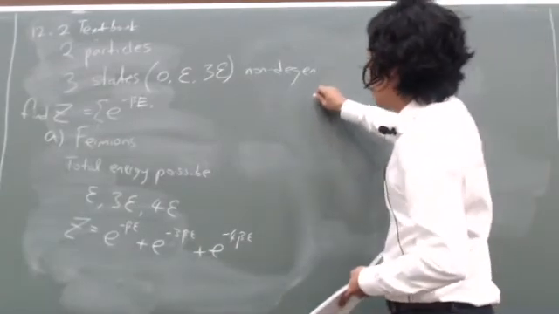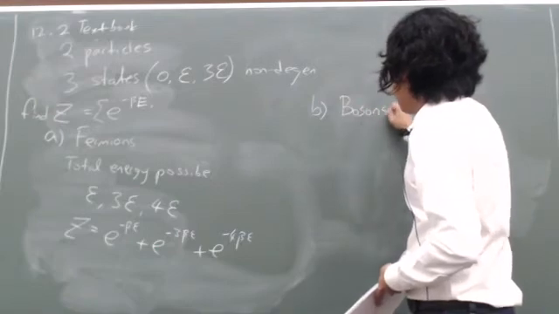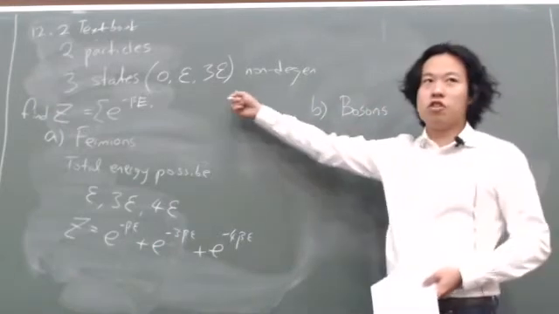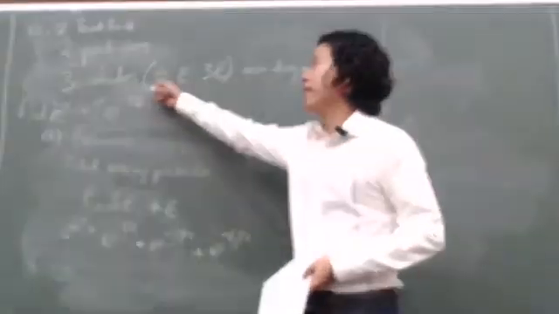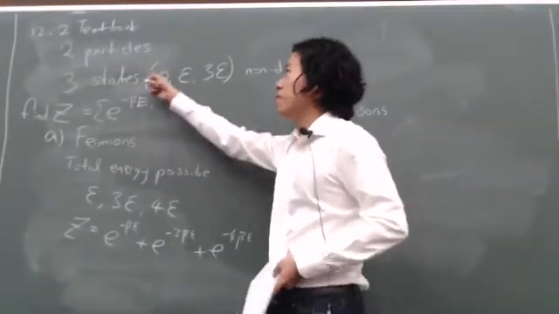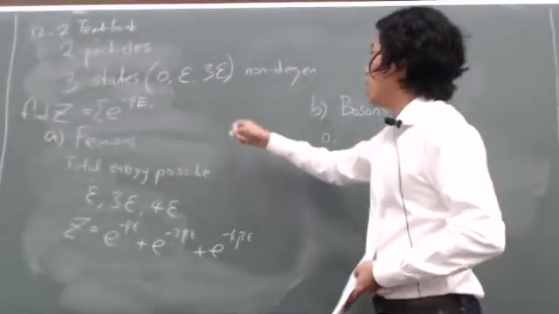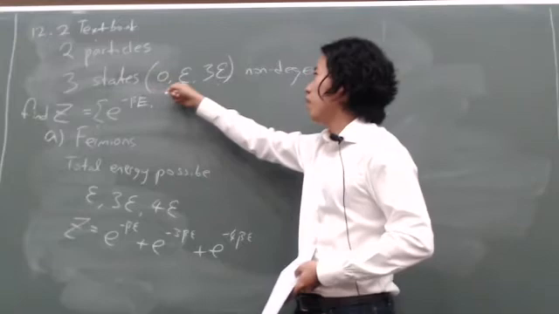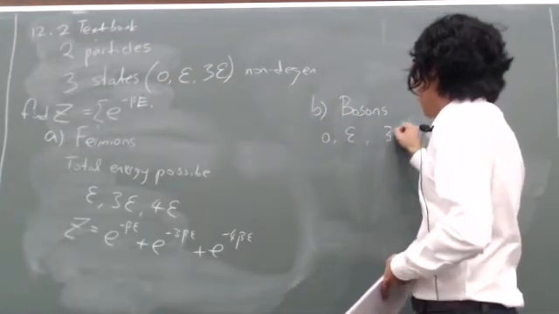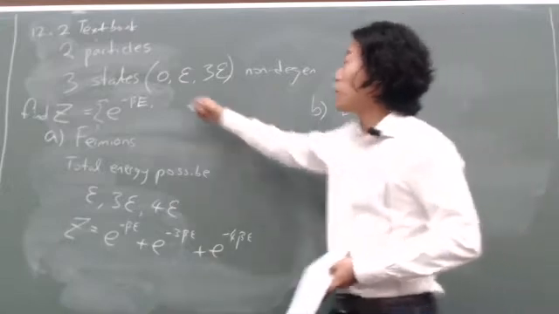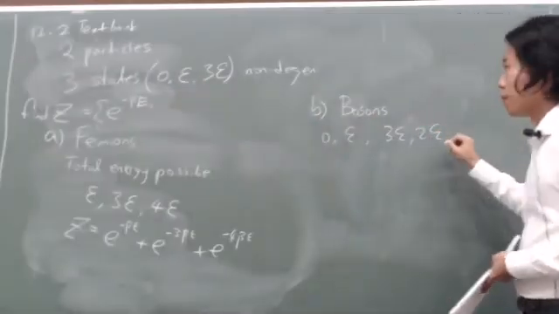Okay, and similarly for part B, you want to consider what happens if they are bosons. There are going to be more combinations because they technically are able to sit in the same state. So for example, zero energy is now possible because both of them can sit in the zero state. So zero is possible. If one of them stays at zero, you can go up. So epsilon, 3 epsilon, they're all possible. Both of them can sit in the epsilon state, so 2 epsilon is also possible.